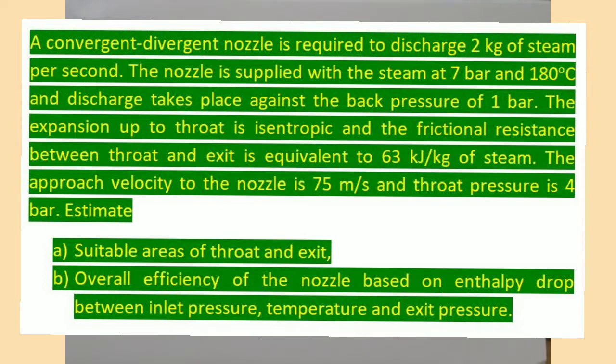The expansion up to the throat is isentropic, and the frictional resistance between throat and exit is equivalent to 63 kJ per kilogram of steam. The approach velocity to the nozzle is 75 m per second, and the throat pressure is 4 bar. Estimate A, suitable areas of throat and exit. B, overall efficiency of the nozzle based on the enthalpy drop between inlet pressure, temperature and exit pressure.